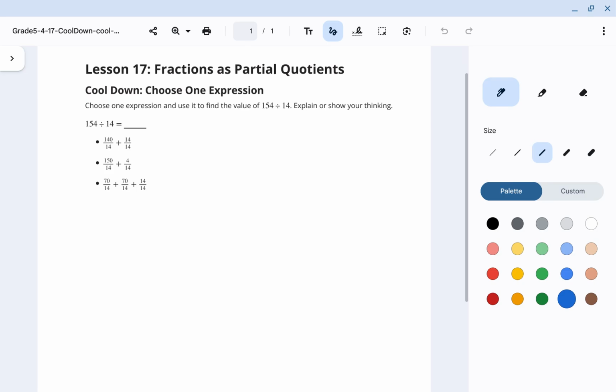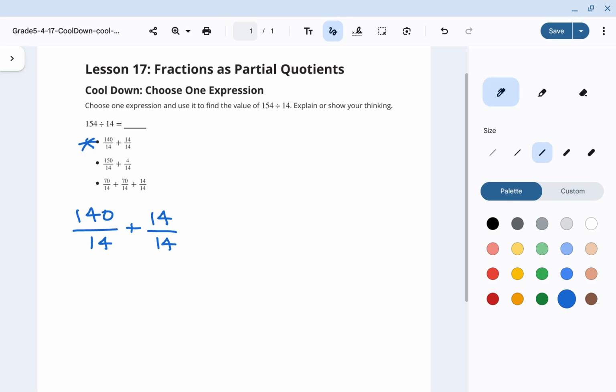Now, there are two of these that jump out at me, and one of those is this very first one. If I have 140 fourteenths plus 14 fourteenths, notice between my numerators, 140 plus 14, I have 154, right? Which is the dividend that I'm starting with. And my denominator is the bottom, right? The bottom denominator is that divisor of 14.